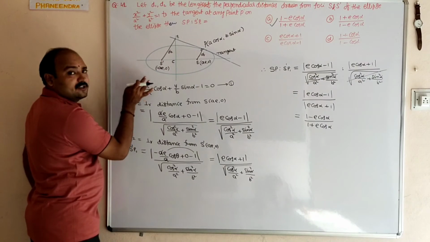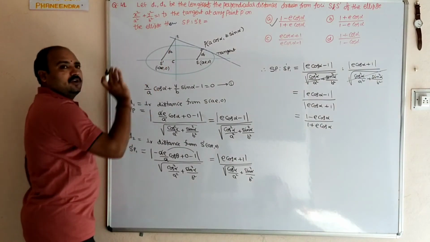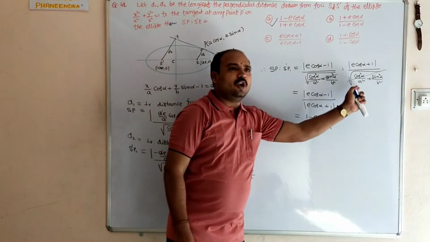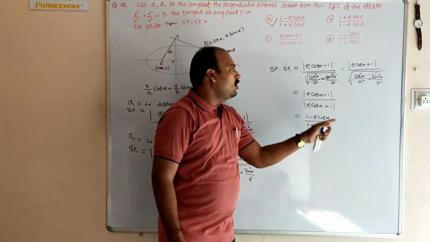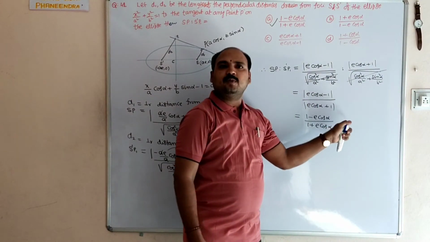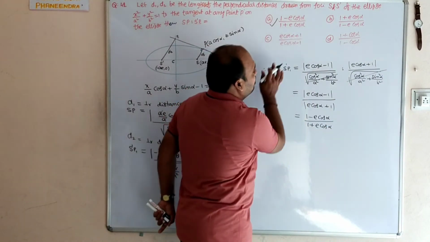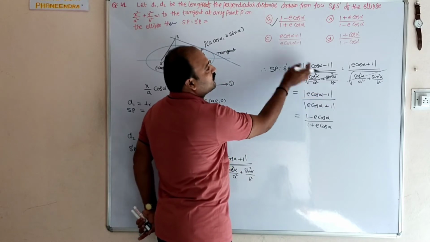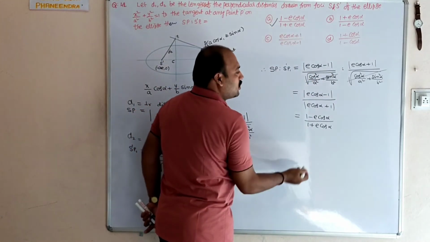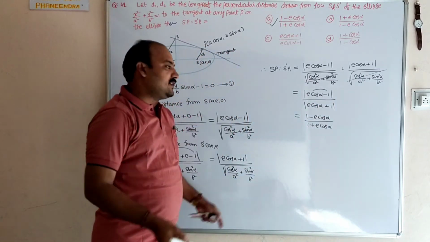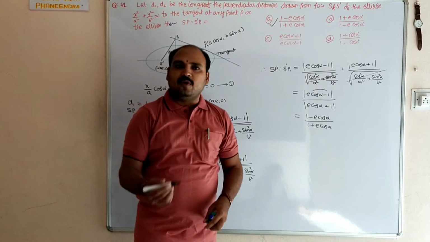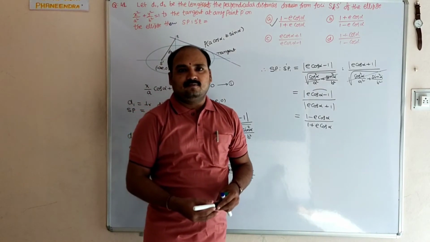D2 is the perpendicular distance from the second focus to the tangent. After that, we calculate their ratio. In the ratio, both denominators are the same, so we can cancel them. What remains is mod of (e cos alpha minus 1) by (e cos alpha plus 1). But according to the options, e cos alpha minus 1 is nowhere there. Within the modulus we can interchange these two, so we get (1 minus e cos alpha) by (1 plus e cos alpha), which is there in our first option. We will move to the next.